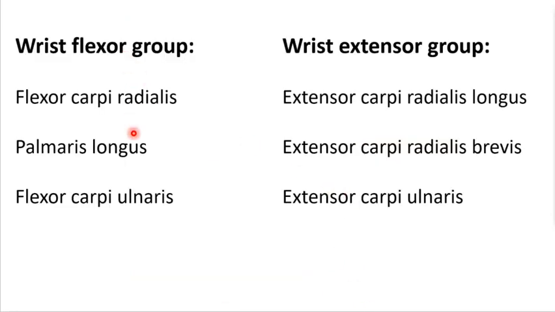So here's a cheat sheet for you to look at your wrist flexor group. You've got three muscles: Flexor carpi radialis, Palmaris longus, and then Flexor carpi ulnaris. And then you have your ECRL, ECRB, and Extensor carpi ulnaris here. So you have your Extensor carpi radialis longus, brevis, and that's your wrist extensor group.